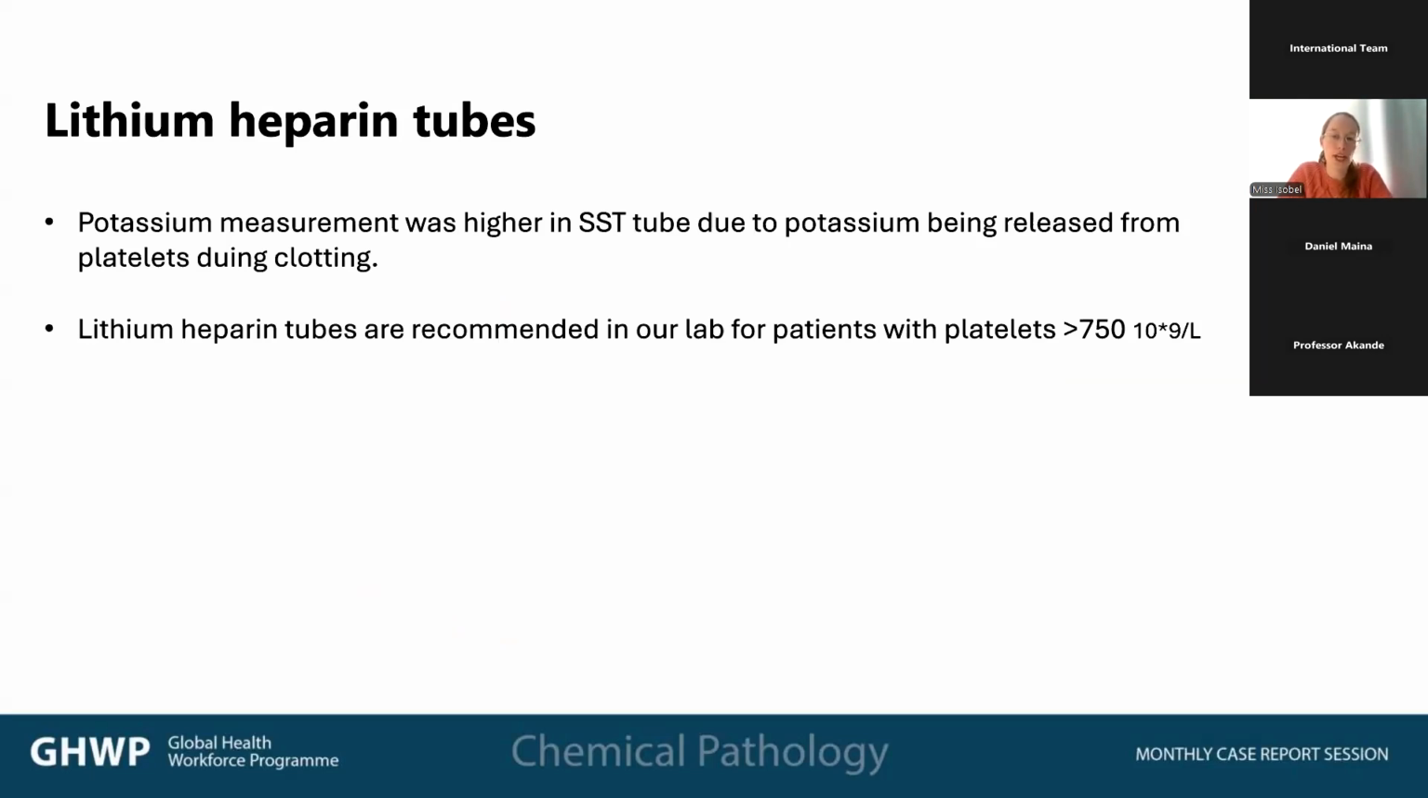And that's one of the things we check when we phone out results for high potassium, because it can often be an emergency situation, for example. We'll also always check that the platelets are not elevated or extremely elevated, more than 750, because that could be a cause of the problem.